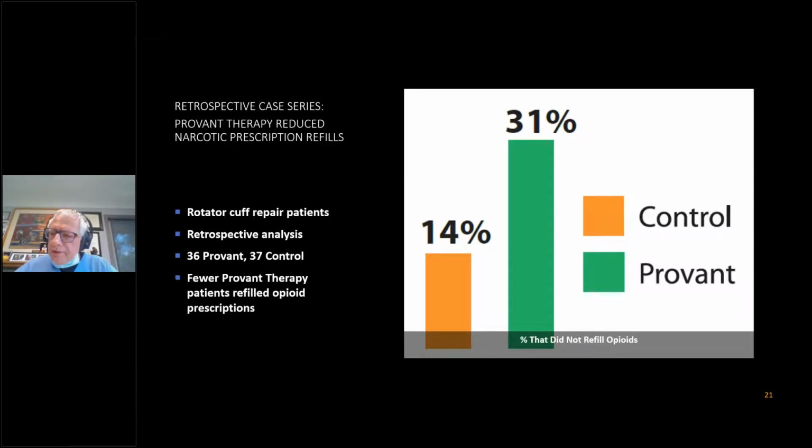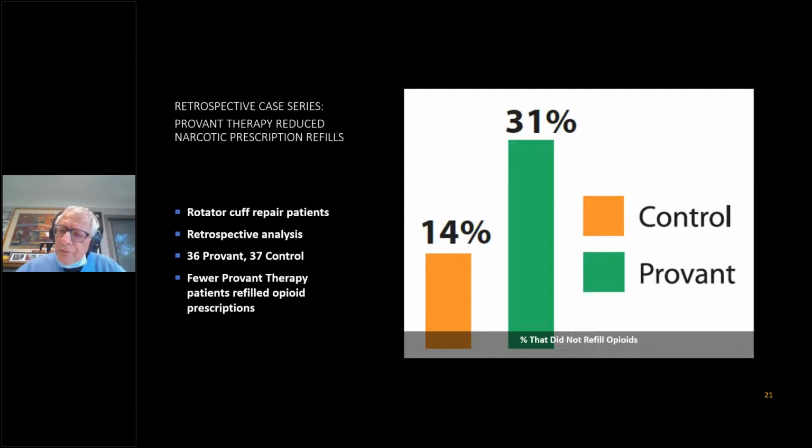So another retrospective study compared narcotic analgesic refill rates in a post-op rotator cuff group, and there were 36, I believe, and they were receiving Provant versus a similar sized group not receiving Provant, and that sample group was 37. So they were evenly matched in terms of numbers.